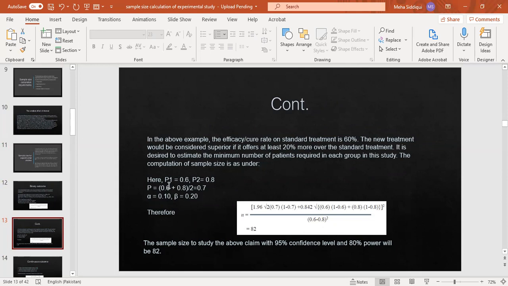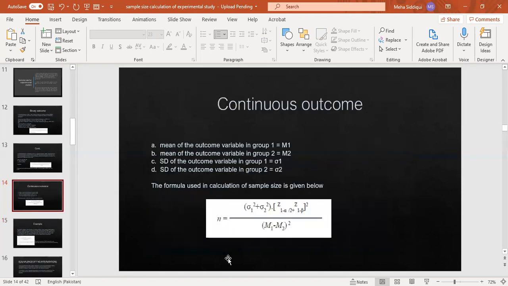As we have discussed earlier, P1 is 60 or 0.6, P2 is 0.8, and P we get by P1 plus P2 over 2, and that is 0.7, and the value of alpha is 0.10 and beta is 0.20. So applying all these values in the formula, we get the number 82. So the sample size to study the above claim with 95% confidence level and 80% power will be 82.